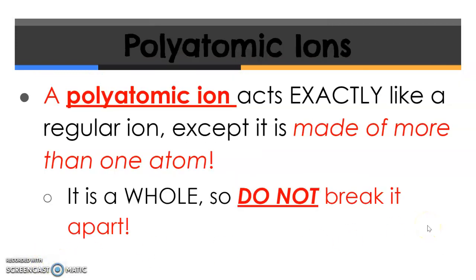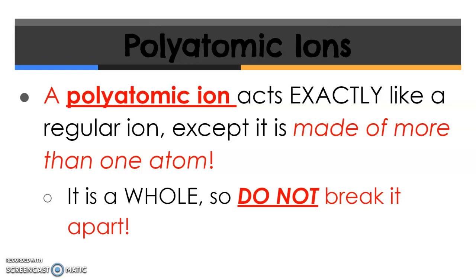Now we've got to talk about polyatomic ions. Polyatomic ions are exactly what it sounds like. Poly means many or more than one. So a polyatomic ion is an ion that has more than one element in it.